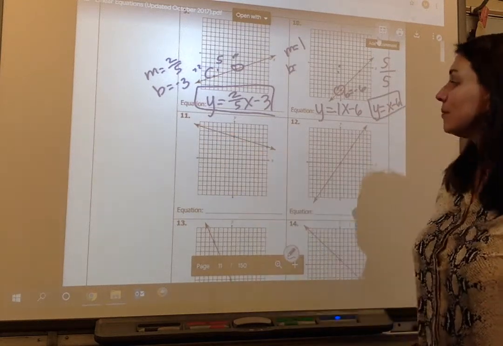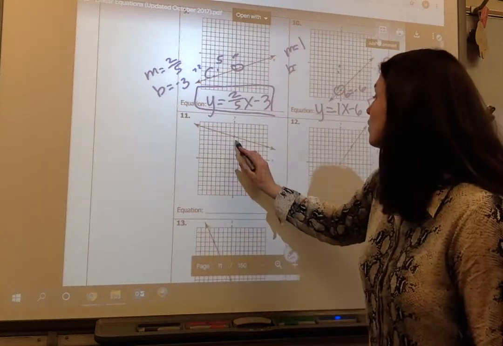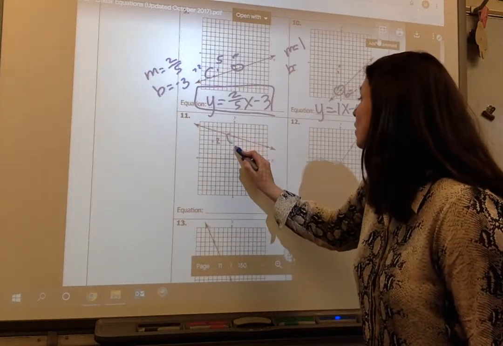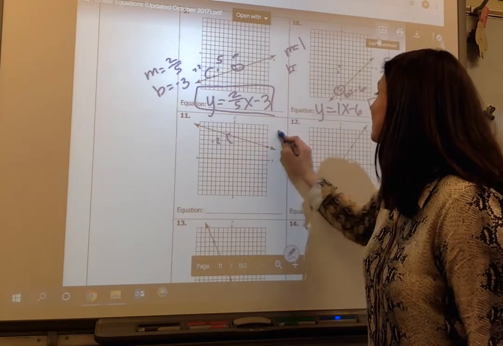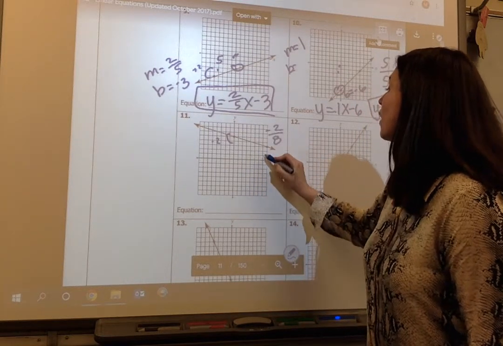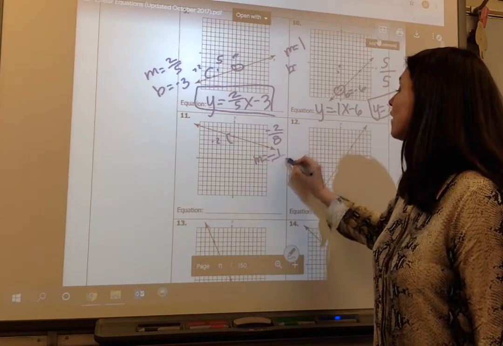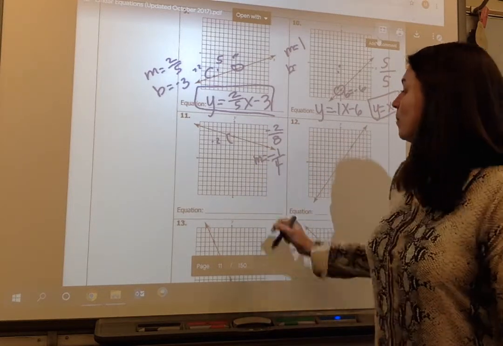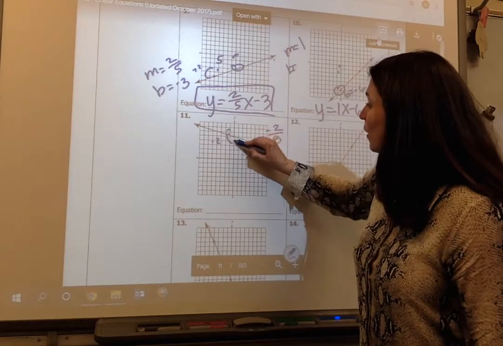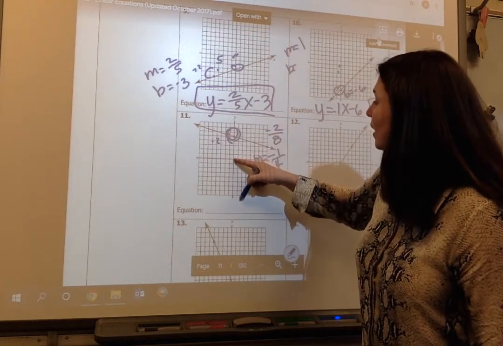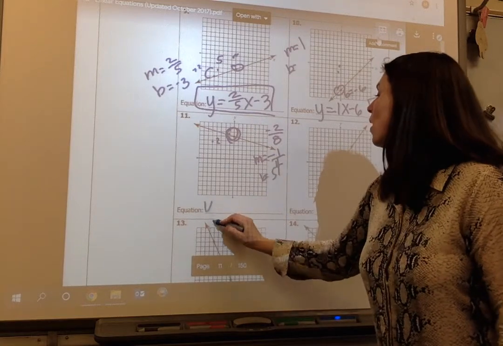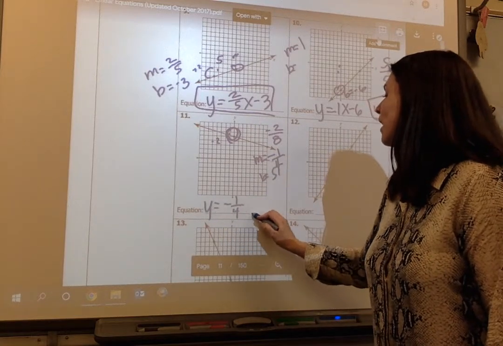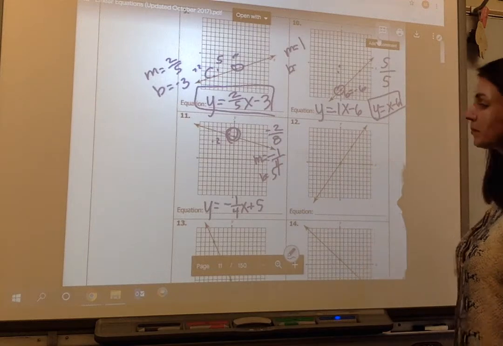All right, number 11. I know my slope is negative, so it's going to go down 2 and over 1, 2, 3, 4, 5, 6, 7, 8. Negative 2/8, but I always reduce slope, so it's negative 1/4. My slope is negative 1/4. My beginning point is right here, and it's located at 1, 2, 3, 4, 5. So y equals negative 1/4 x plus 5.